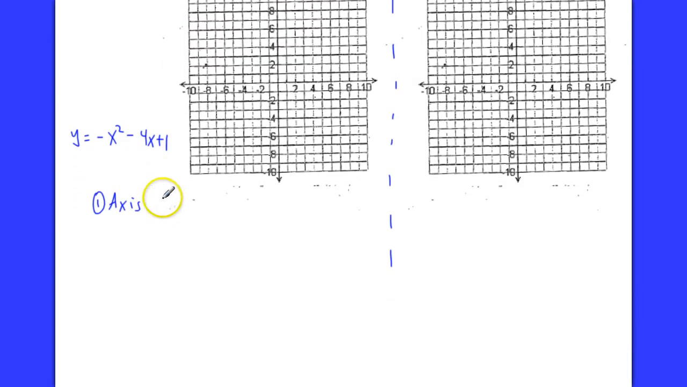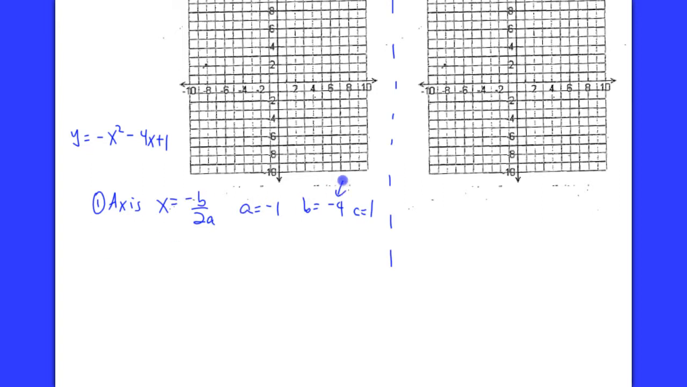All right, so to find the axis, we use x equals negative b over 2a. And in that particular question, a is negative 1, b is negative 4, and c is 1. Even though we don't need the c, I like you to identify it because you're going to need it later. So we plug it in here.